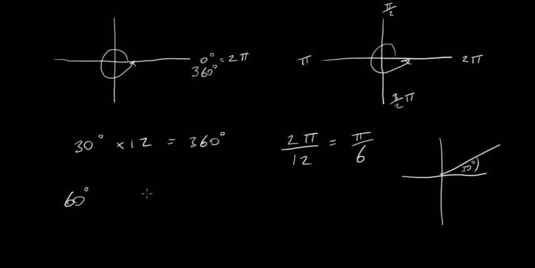Well, if you take 60 degrees, how many 60 degrees are there in 360 degrees? Well, there are 6 of those. So if we take our 2 pi, our 360 degrees, and divide it by 6, 2 into 6 is 3, so we end up with pi over 3. So 60 degrees is pi over 3, 30 degrees is pi over 6. So they're the angles that we're going to talk about normally when we talk about radians.